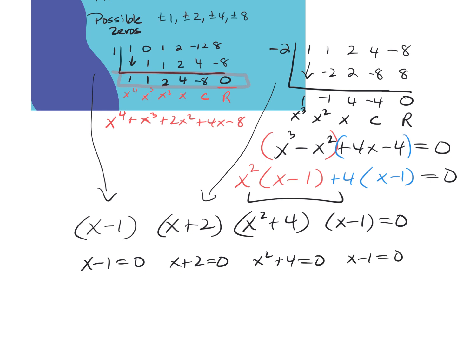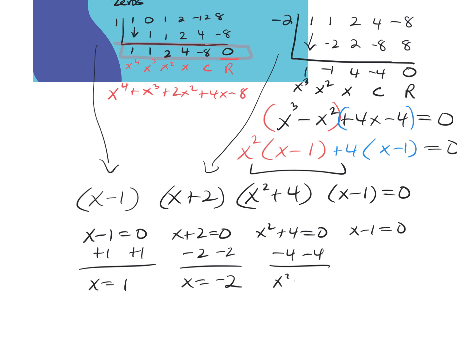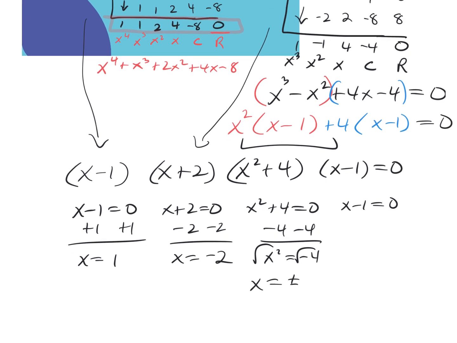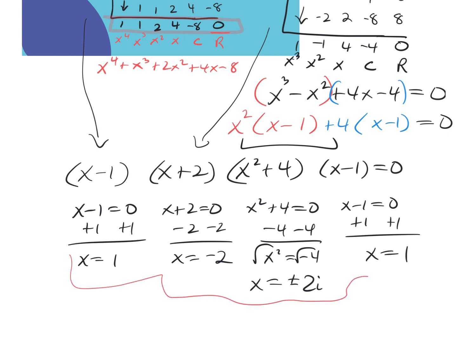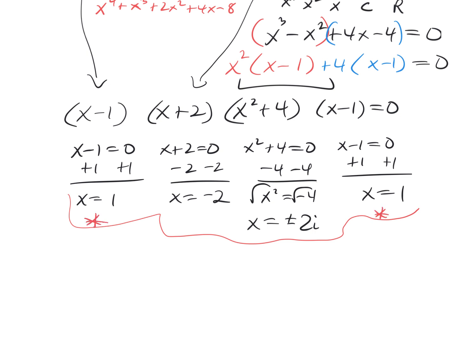Remember, we were looking for 5 zeros because it started out with an x to the 5th. So we will add 1. The first zero is 1. Subtract 2. Subtract 4. X squared equals -4. When I square root this, I get plus and minus 2i. I'm still going to list that as a zero. It's just not going to be an x-intercept. So my 5 zeros are 1, -2, plus and minus 2i, and then +1. Notice the +1 occurs twice.